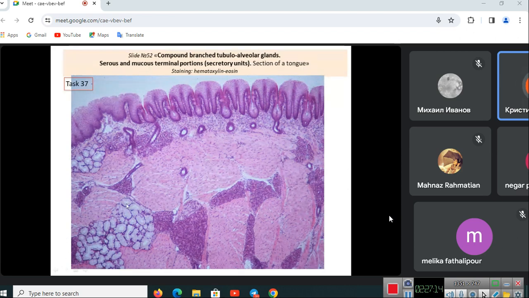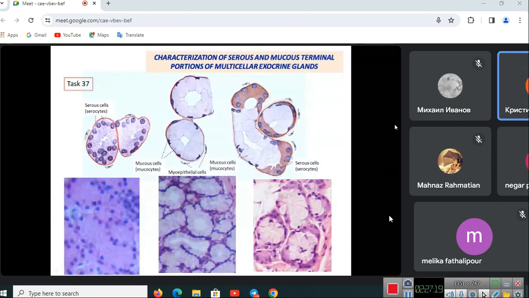So here we have mucous and serous glands. At high magnification, how they look like. These are secretory portions of glands. They are made up with glandular cells in serous secretory portions. Serous means protein producing. The cells are called serocytes. They produce proteins, the proteins of saliva, such as antibacterial proteins, lysozyme and lactoferrin, against bacteria.